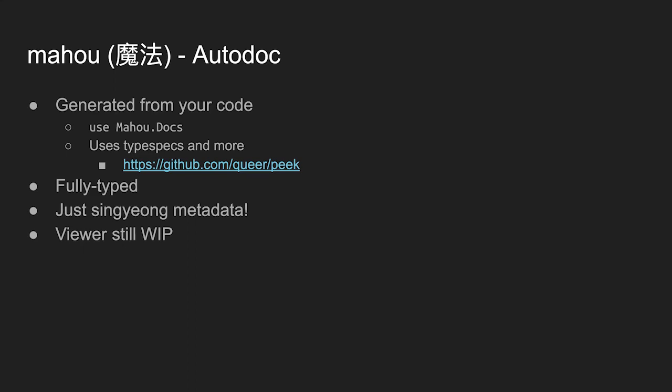When you're generating this documentation, at least in the Elixir world, it's literally one line of code, use mahou.docs. It uses the type specs and stuff in your code to generate them. I wrote a library for it because it didn't really seem to exist. Peak exists to look at your code, extract type information, and turn it into JSON-friendly values. I haven't written a doc viewer yet. It's still iffy. I'm not 100% settled on the format that this data gets stored in.